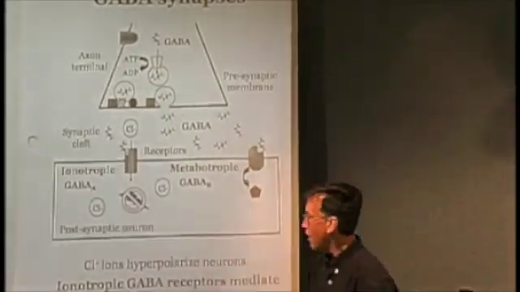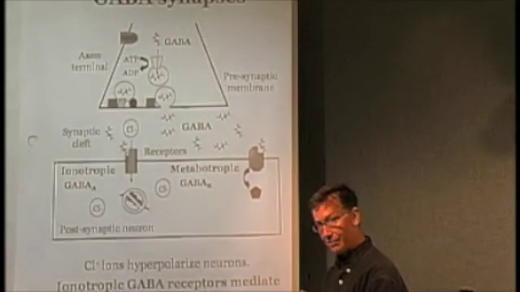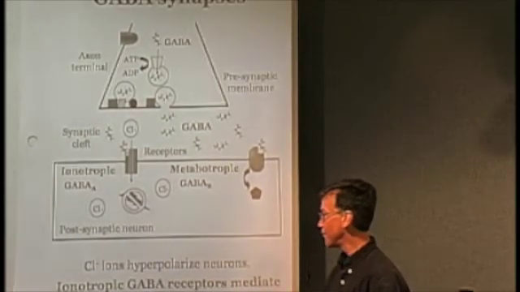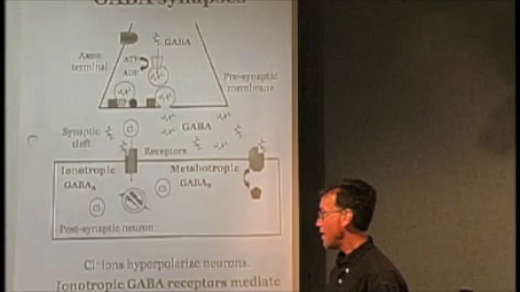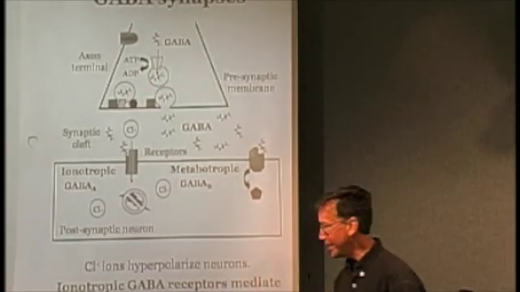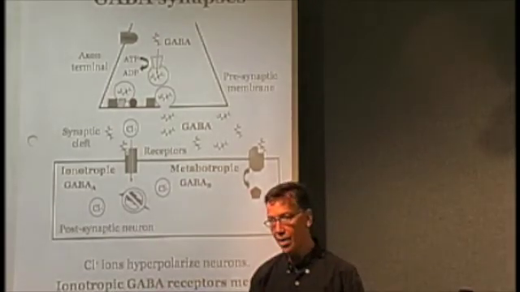So chloride ions enter through these GABA-A channels, right? These ionotropic receptors, and hyperpolarize neurons. Ionotropic GABA receptors mediate fast inhibition of neurotransmission.